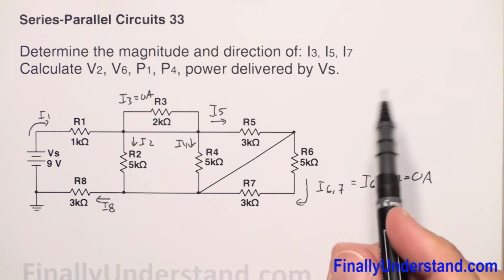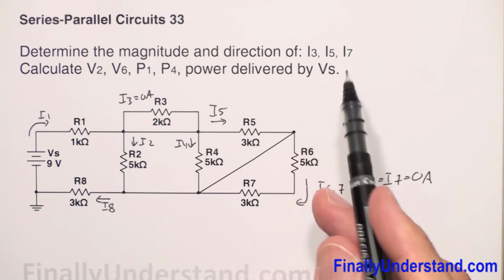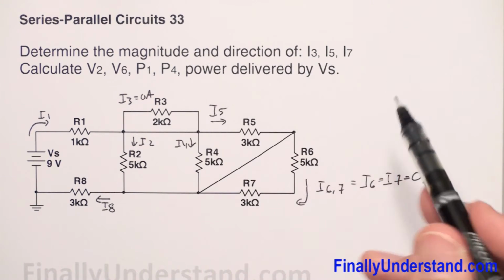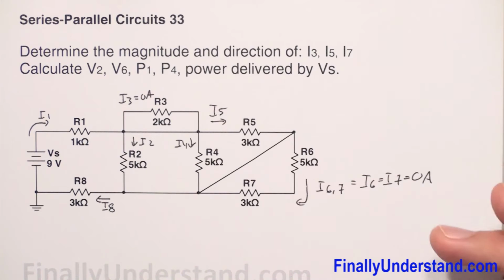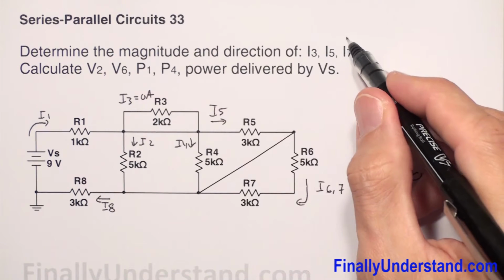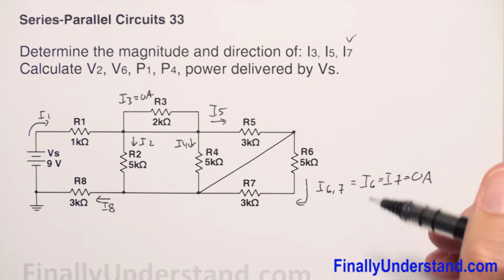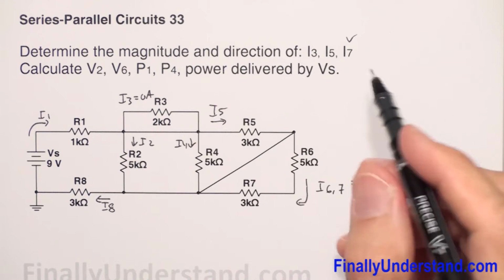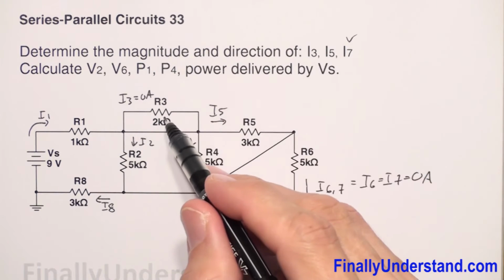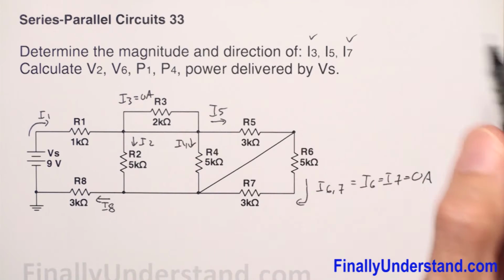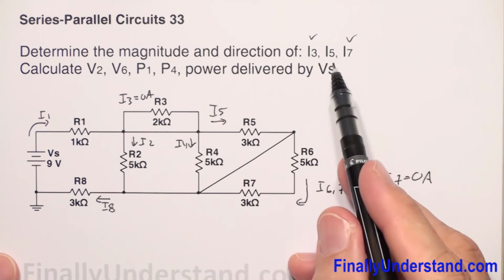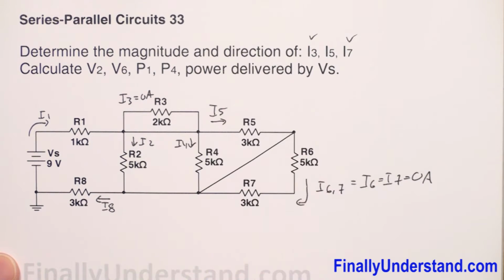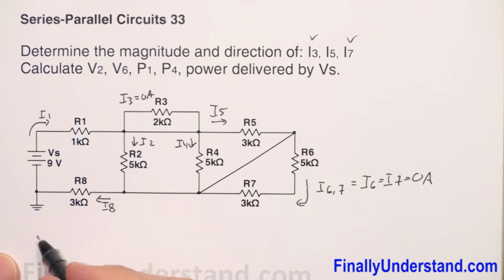So next we're supposed to find the following currents, but we said that I7 is equal to 0 amps already, so we found I7. And we also found I3 is equal to 0. So next we're supposed to find I5. In order to do so, let me redraw the circuit a little bit.